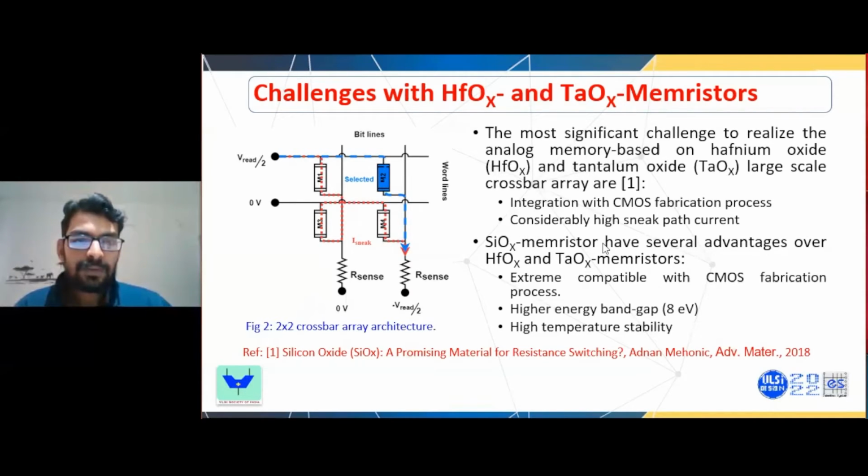So it is important to study the silicon oxide based memristor, which has several advantages over hafnium oxide and tantalum oxide memristors. It is extremely compatible with the CMOS fabrication process and has a higher band gap, about 8 electron volts, compared to hafnium oxide at about 5 electron volts and tantalum oxide at about 4 electron volts. It also has high temperature stability, which makes device performance robust with temperature.